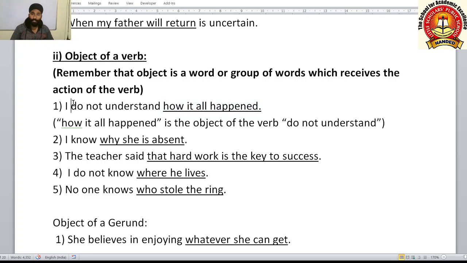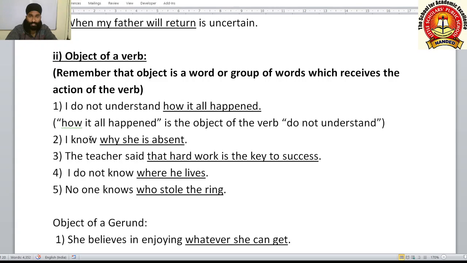So do not understand is a verb here. It is a negative form. I understand is a positive form, and I do not understand, do not understand, is the negative form here of the verb. How it all happened is the object of the verb do not understand. Now I know. Know is the verb here. Why she is absent, what I know.